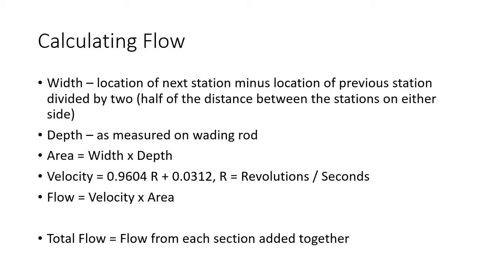Our flow for that subsection of the creek would then be the area that we calculated times that velocity. And then our total flow for that location in the stream would be the sum of all of the subflows, all of those integral flows added together.